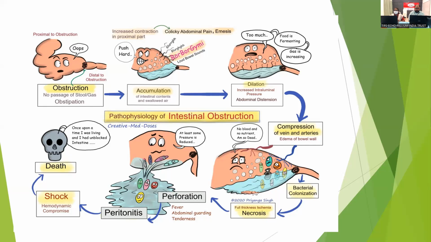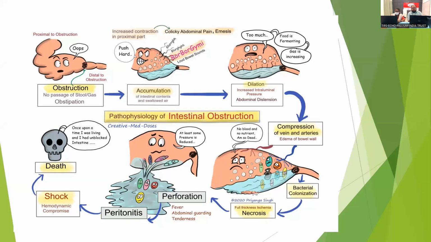Then, it's trying to push forward and it's not going forward, and it causes dilation. So the intraluminal pressure increases and abdominal distension takes place. You know that there is bacteria within the food, and it's also continuing its functioning. The food is getting accumulated there, so there will be severe gas. Gas is also produced, and that will add on to the dilatation.